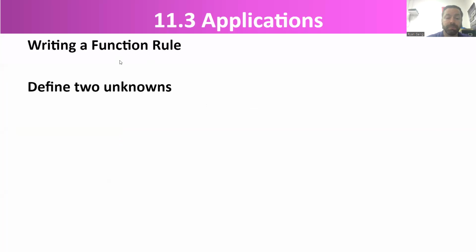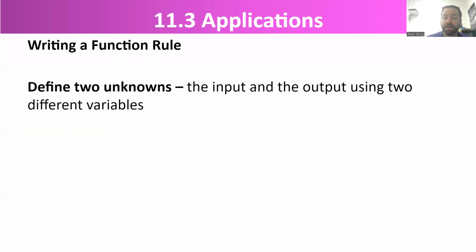So writing a function rule, first thing we want to do is define two unknowns. Now we've defined unknowns before, but those unknowns were one variable. We used one variable, but there were two variables related to each other. So we wrote one variable in terms of another variable. This time we're going to look at the input and output, and we're going to use two different variables. So it's going to be X and Y in the same word problem, whereas before it's always been just X.